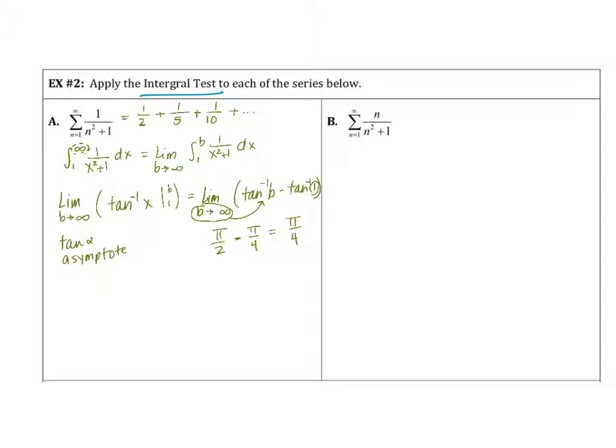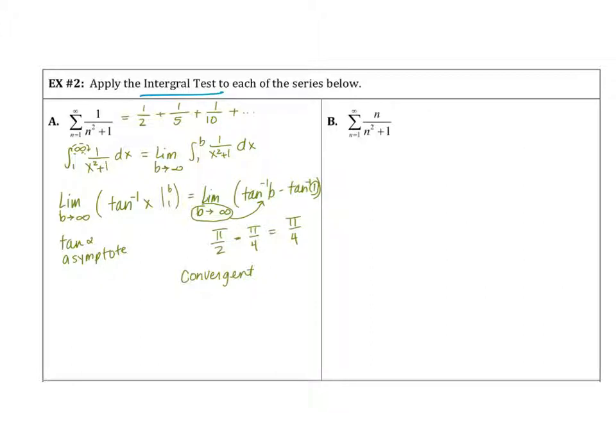Now, an important note for us: since we got a nice finite number here, that tells me that this series is convergent. It does not tell me what the series converges to. Pi over 4 may not be what the series is converging to. We just know this particular series is convergent.